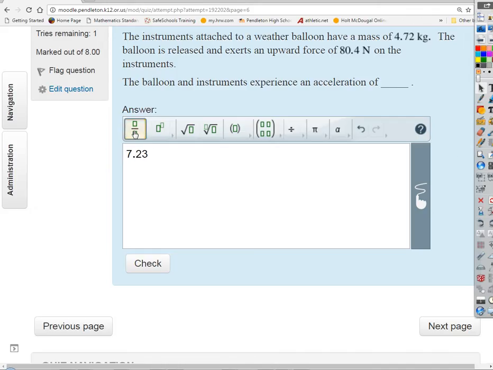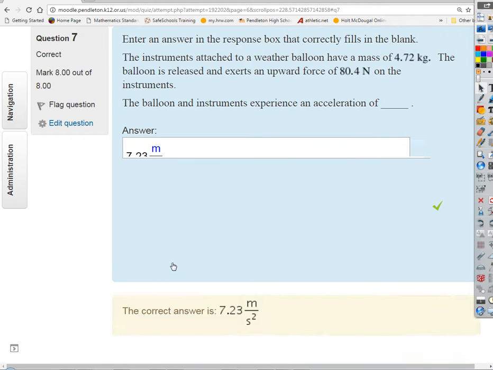That's what I want. Meters per second squared. How's that look? Oh, look at that. Good deal. All right.